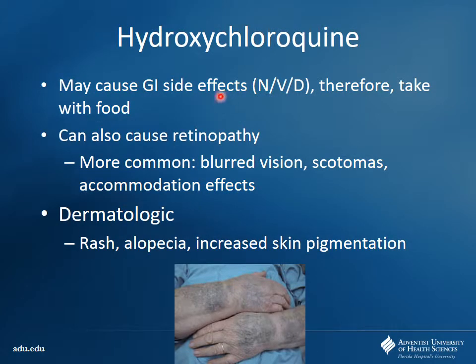As far as side effects go, you want to take it with food because it can cause some nausea, vomiting, diarrhea. But the more unique things to worry about with this drug is the retinopathy that can occur. So you can see some blurred vision, some accommodation effects, and it can also cause some increased skin pigmentation. So there's some discoloration there you might see due to hydroxychloroquine. So those are unique things you want to be keeping in mind for this particular drug.